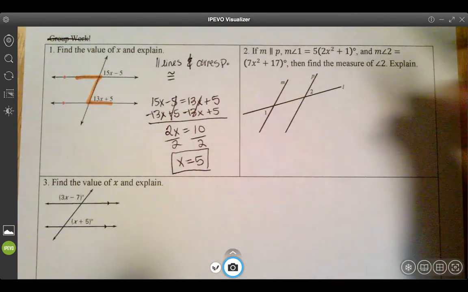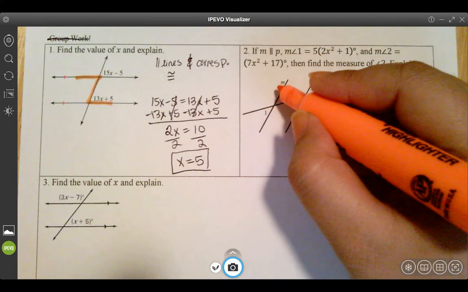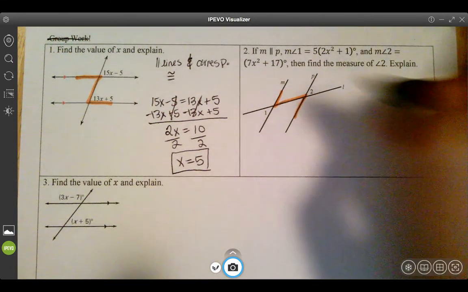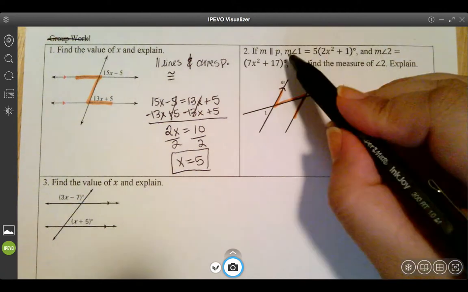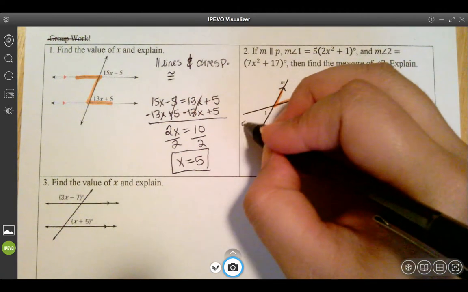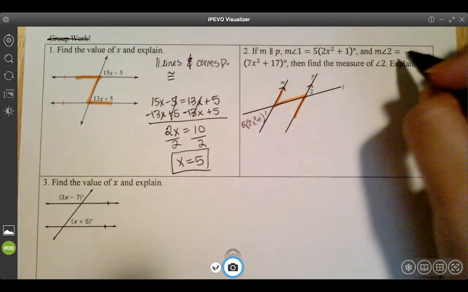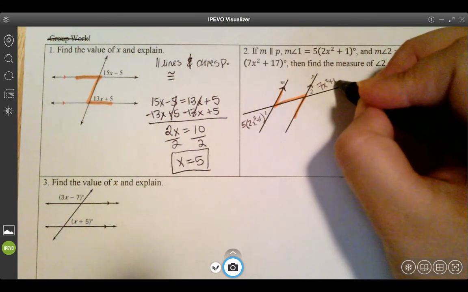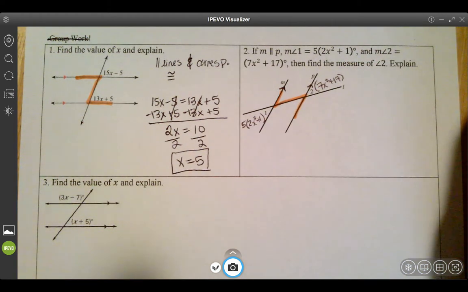In number 2, M is parallel to P. Here's my Z. Here are my parallel marks. Okay, measure of angle 1 is 5 times the quantity of 2x squared plus 1. Measure of angle 2 is 7x squared plus 17. Don't let that scare you. We're doing exactly the same thing as we just did in example 1.